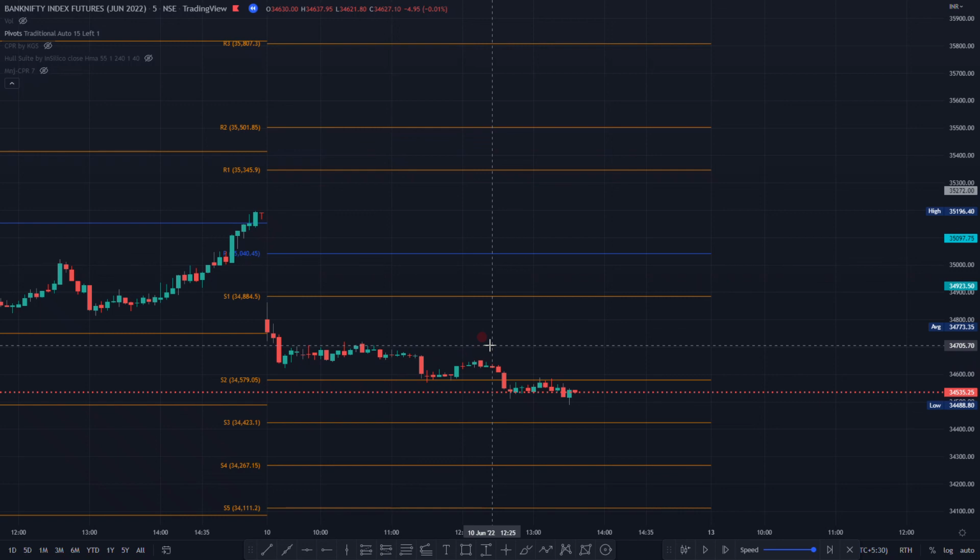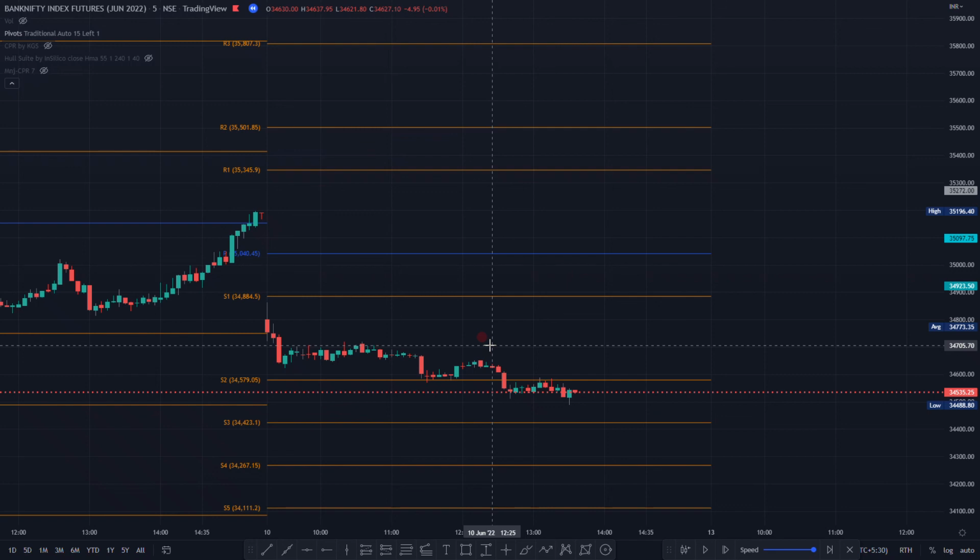Now, why are pivot points important? You can see pivot points are leading indicators. Now there are two types of indicators: lagging indicators and leading indicators. Lagging indicators, for example, are moving averages. Now moving averages cross over or show a change in trend only when the price of an asset has moved far higher.